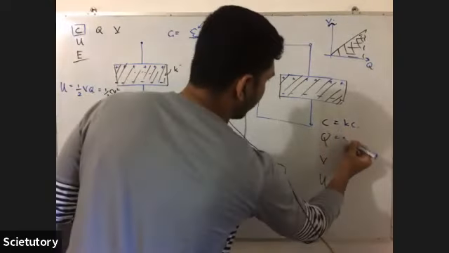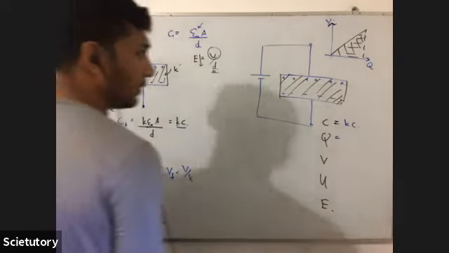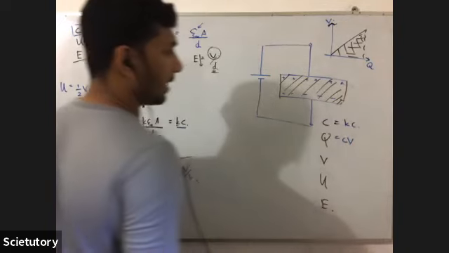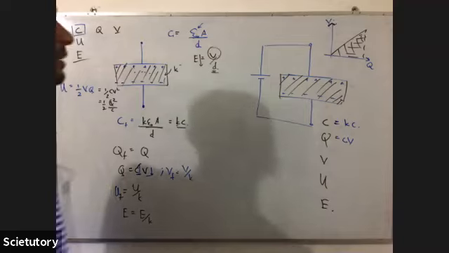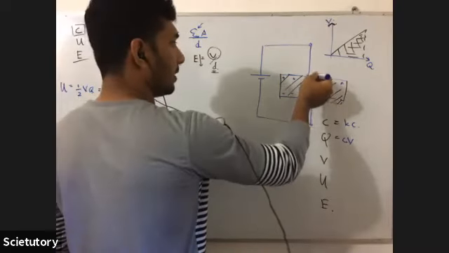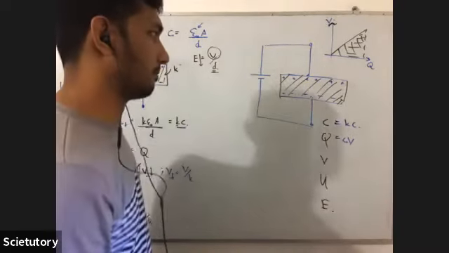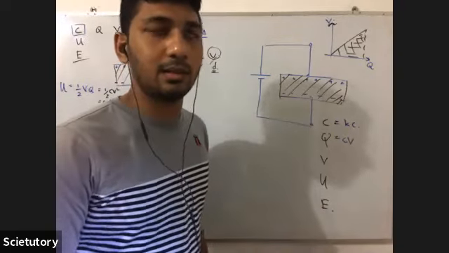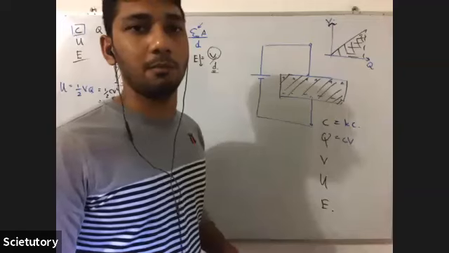What about Q? What do you think about Q? Q is equal to CV. Now, what do you think about V? Voltage difference. Tell quickly. Otherwise, we can't finish it on time.